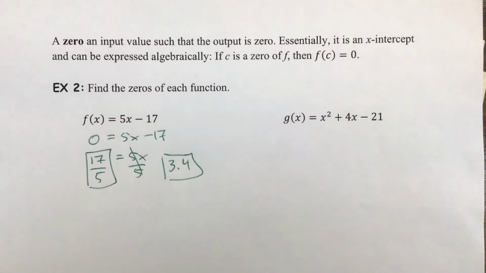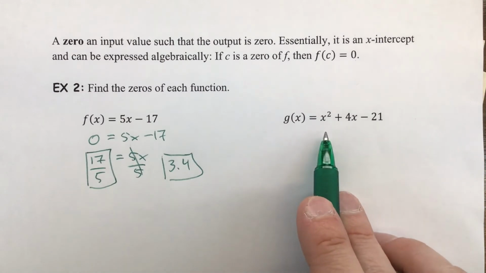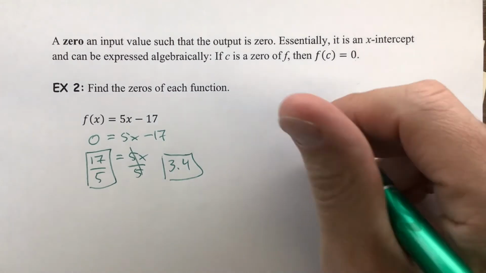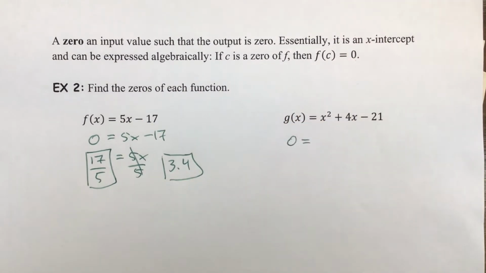All right, g of x is a quadratic. What that means is it can potentially have 2 zeros. Our standard approach for anything that would be a polynomial, which would include quadratics, is to factor. And if it can factor, you can identify those zeros fairly quickly. So let's think about this one. We'll set it equal to 0.